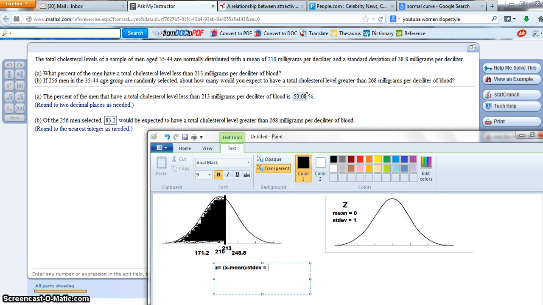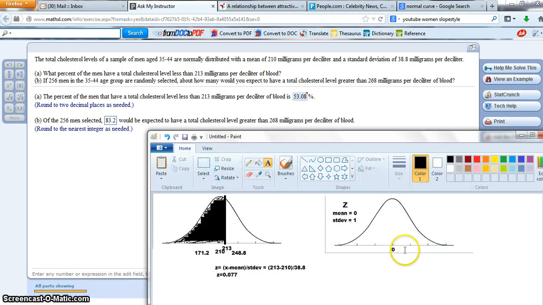So in this case, that gives me 213, that's a particular cutoff value that I'm interested in. I subtract off the mean of 210 and divide by my standard deviation of 38.8, and that gives me a z-score of 0.077. So what I'm interested in over here, I've got a mean of 0 on my z distribution, and I've got a cutoff on the z distribution of 0.077.